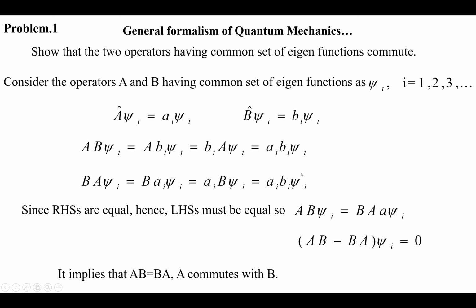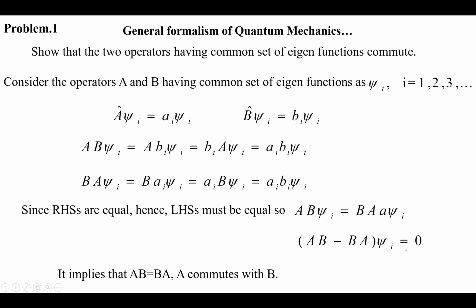Now right-hand sides are equal, so if right-hand sides are equal, left-hand sides must be equal. So the left-hand side is nothing but AB psi i equals BA psi i. Here there is a misprint, so an extra A will not be there. So BA psi i. We just pull the right-hand side to this side, and the left-hand side we will have (AB minus BA) psi i, which is equal to 0.